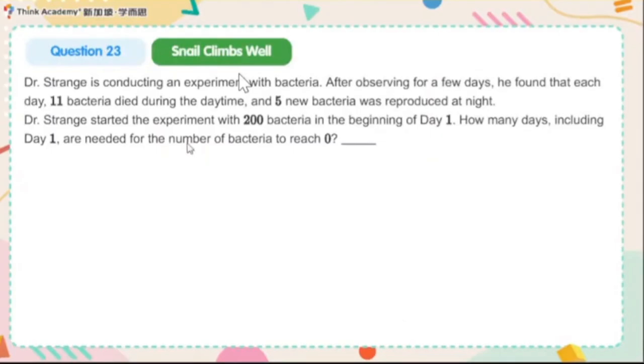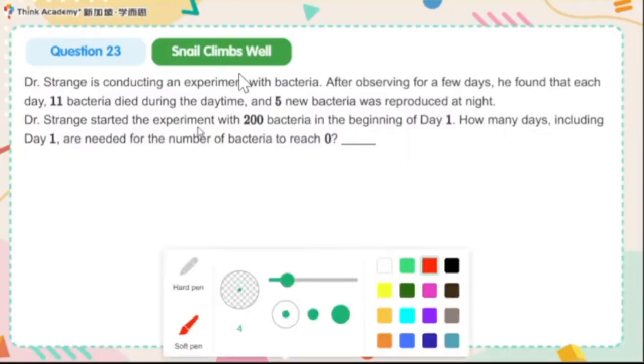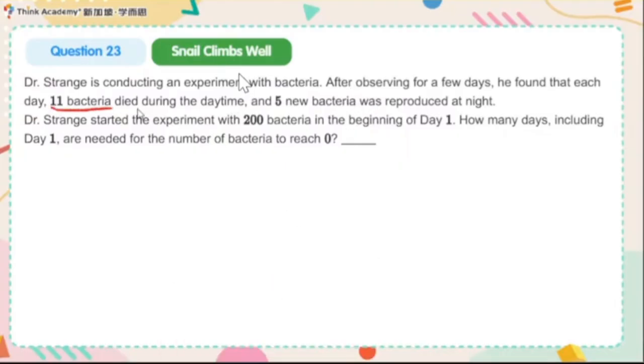Dr. Strange is conducting an experiment with bacteria. After observing for a few days, he found that each day 11 bacteria died during the daytime and 5 new bacteria were reproduced at night. Dr. Strange started the experiment with 200 bacteria at the beginning of day 1. So at the start of day 1, he has 200 bacteria. How many days, including day 1, will be needed for the number of bacteria to reach 0?